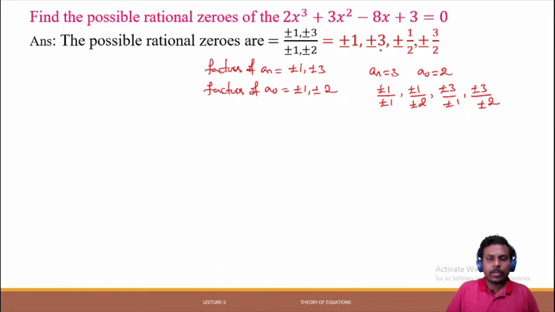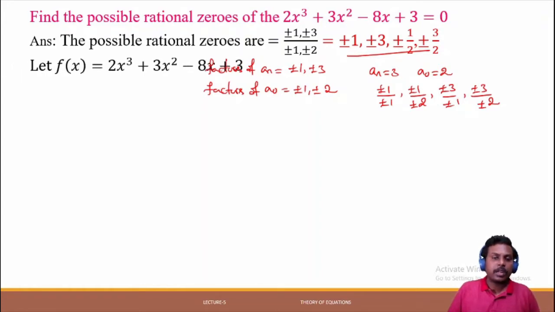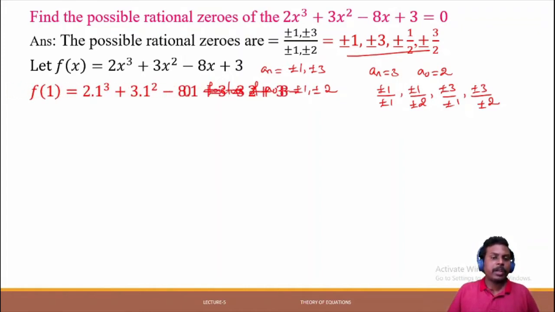So all these put together, we get plus or minus 1, plus or minus 3, plus or minus 1 by 2, and plus or minus 3 by 2 actually. Now let us find out whether these numbers are zeros or not. Let me consider my f of x equal to the given polynomial. Now we are finding out the f of 1 value. Let me erase this part, and you can see that this is going to be f of 1.